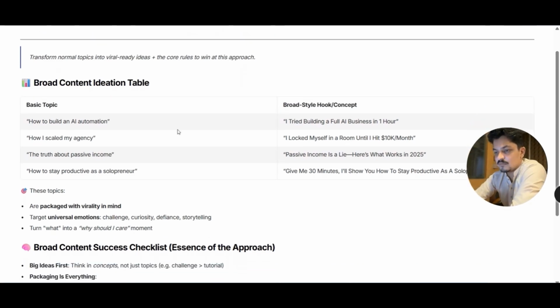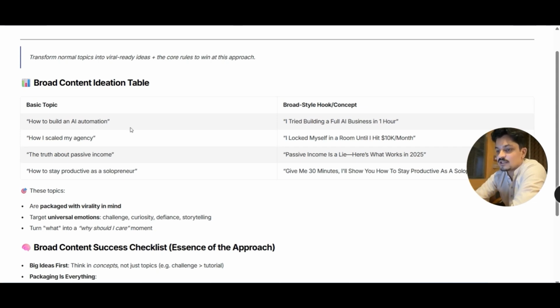I've got an ideation table right here, and I'm going to show you first these basic topics, and then we are going to talk about how you can turn these into concept-based ideas, right? The first one is how to build an AI automation. Simple topic, right? And we can find at least 70 to 80% of videos on YouTube based on these kinds of packagings. This is what we are not going to do, right?